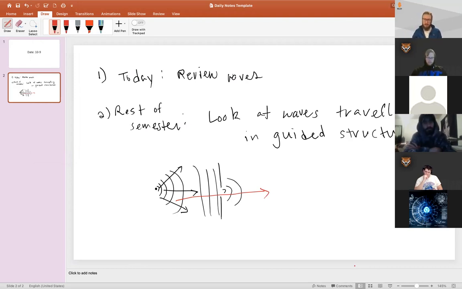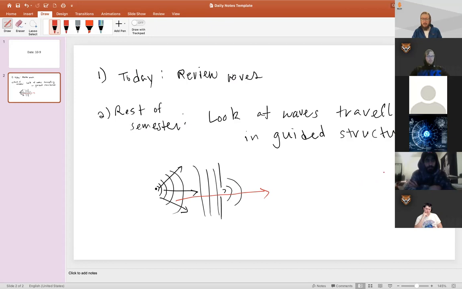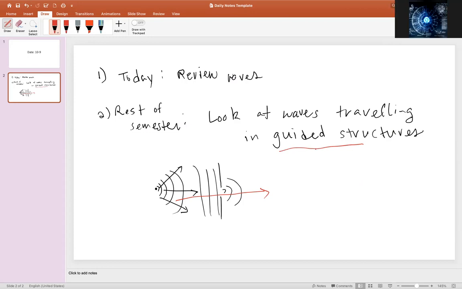But in particular, if you can put a wave into a guided structure and the guided structure is long, you can make the wave travel a long distance in a guided structure so that you could give communications or information across that distance. And so this guided structure part falls under transmission line theory.